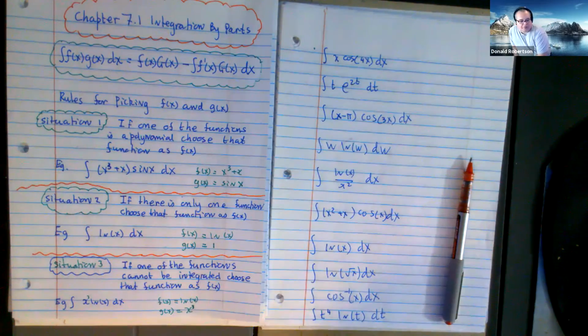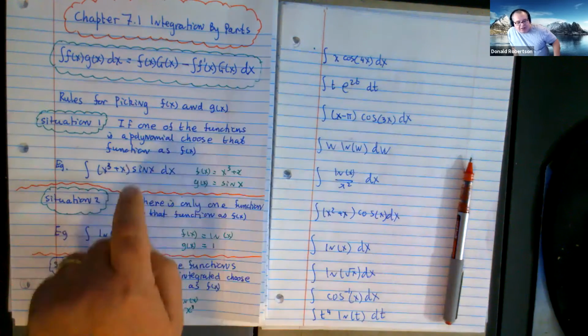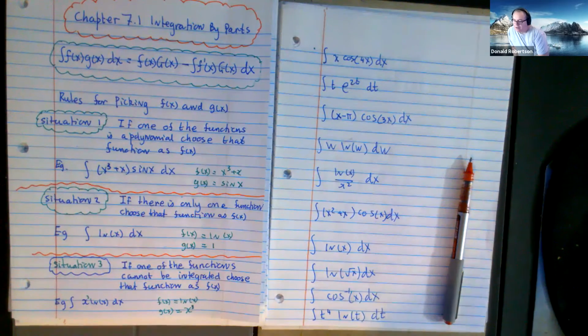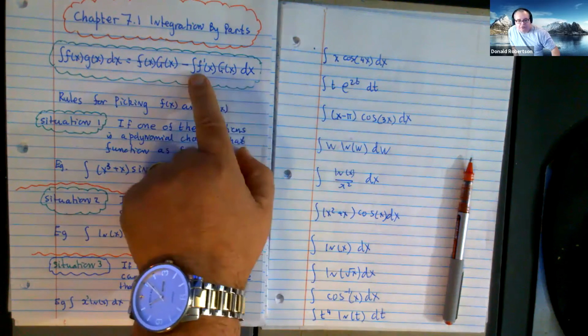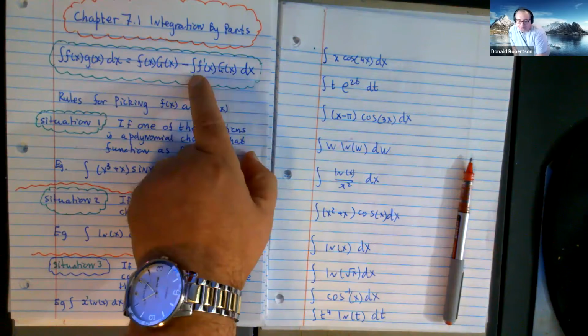So the fourth situation is, if none of these rules apply, if the thing you've got doesn't really fall into any of these categories, you can either just randomly pick who you want to be f of x and see if it works, or you can try and pick f of x if you can predict it, so that you know this is going to be simpler. And if you choose the right one, it should be simpler.